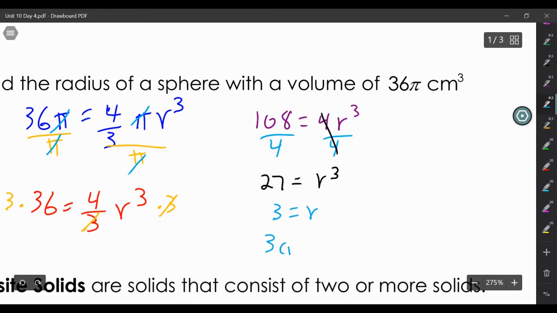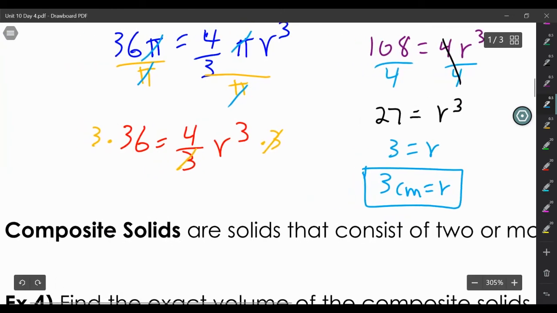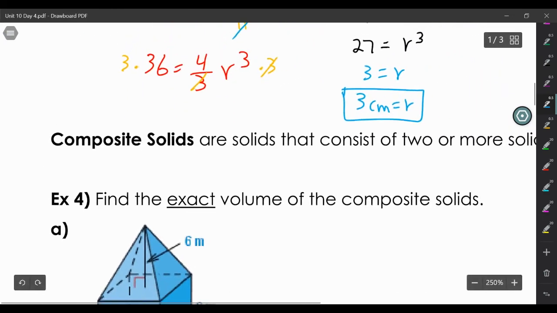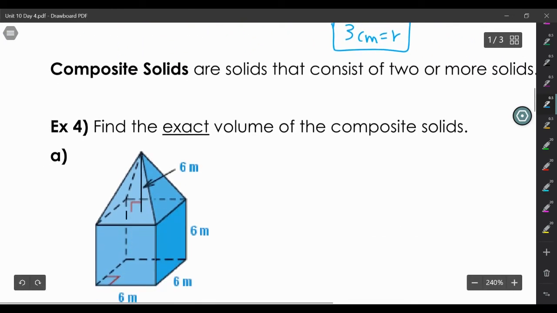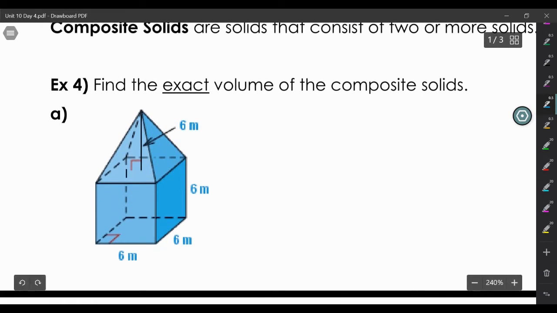So 3 centimeters is equal to r. There we go. Okay, so let's deal with some composite solids now. Remember, composite solids, that's just 2 or more solids put together. It's not really that difficult to do. It's more of finding the time to do the calculations.